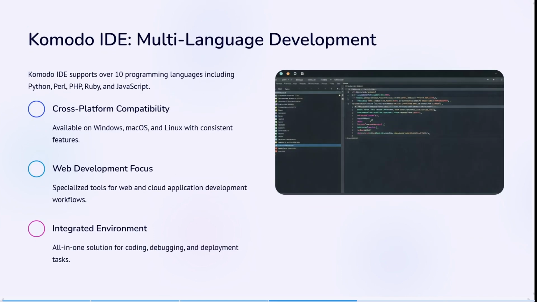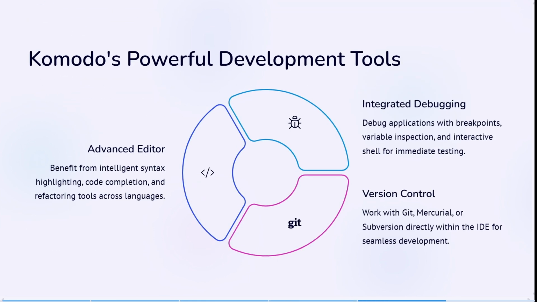Let's have a look at Komodo now. So if you are looking for a great IDE, Komodo is a multi-language development environment. Komodo IDE supports over 10 programming languages, including Python, Perl, PHP, Ruby, JavaScript, and a bunch more. It is available on Windows, Mac OS, as well as Linux with consistent features. It has specialized tools for web and cloud application development workflows as well, and it is an all-in-one solution for coding, debugging, and deployment tasks.